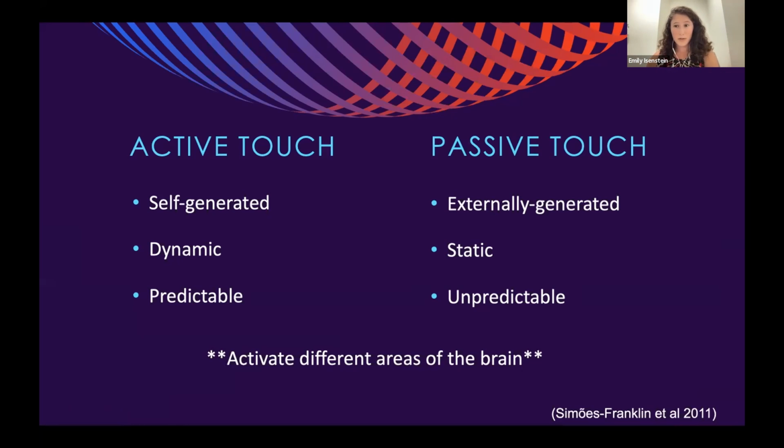Whereas passive touch is when something else comes out and touches you. So it's externally generated. You yourself are static because you're not the one reaching out to touch something else. And it's unpredictable because you don't know exactly what the sensation is going to feel like. And it's been shown that these two types of touch activate different areas of the brain.